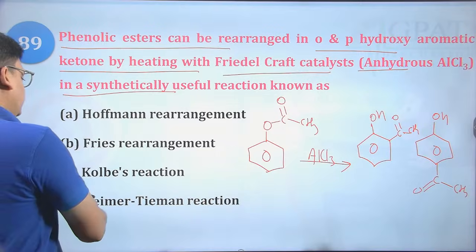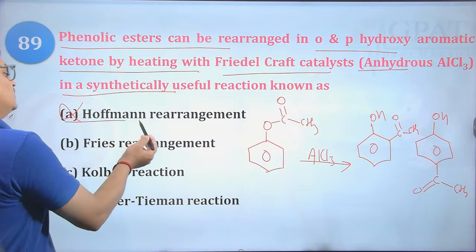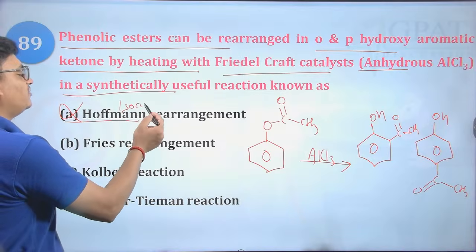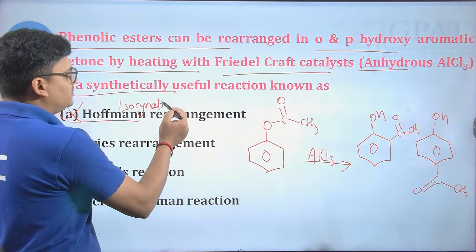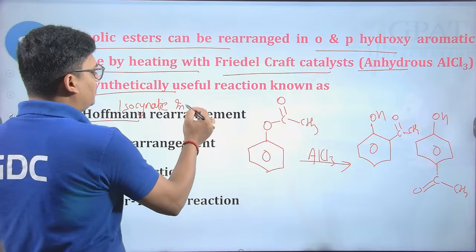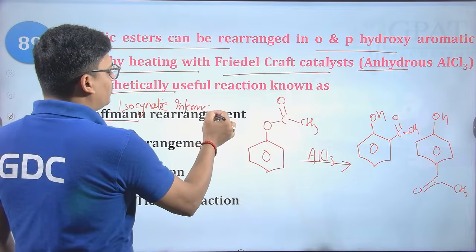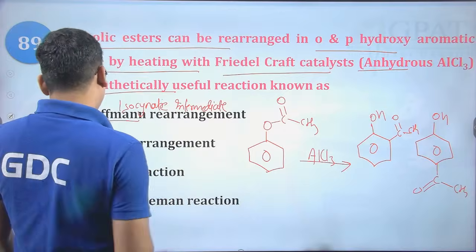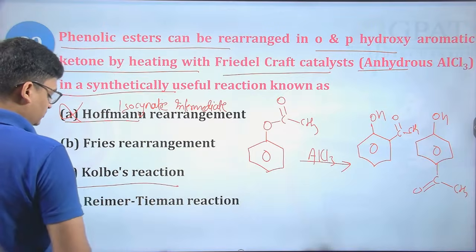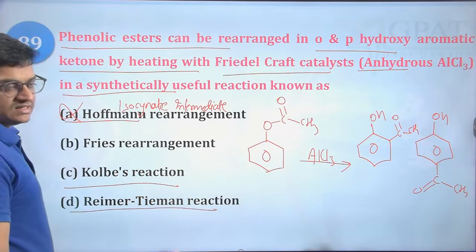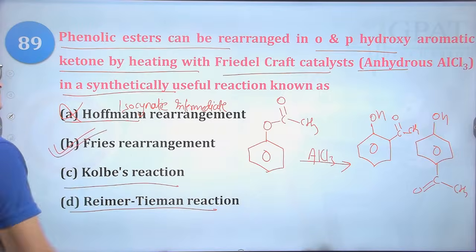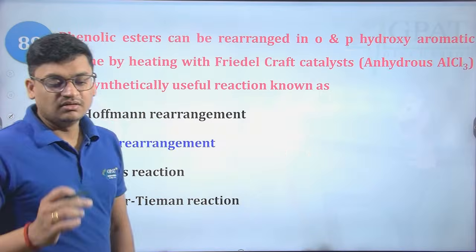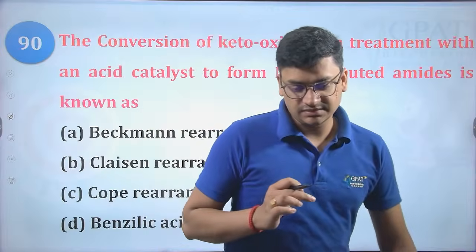This rearrangement is known as what? Hofmann rearrangement? No, this is having isocyanate intermediate formation. The important point for this is having isocyanate intermediate. Reimer-Tiemann gives salicylaldehyde. So the correct answer, this rearrangement is known as the Fries rearrangement reaction.